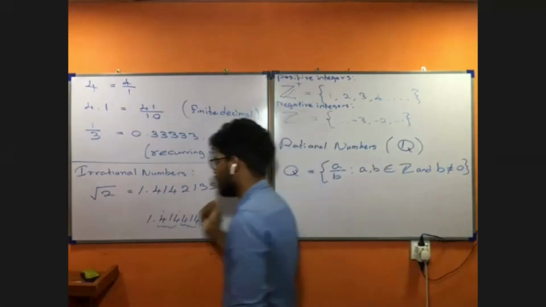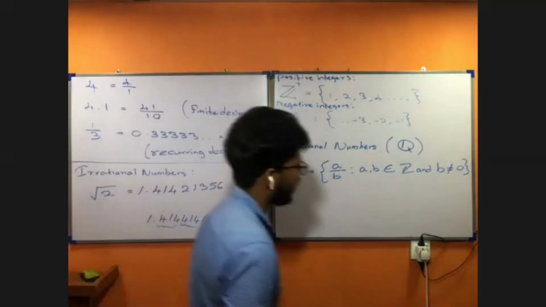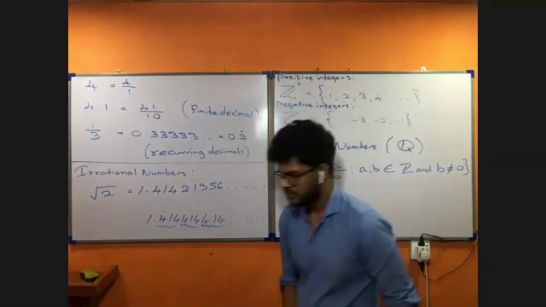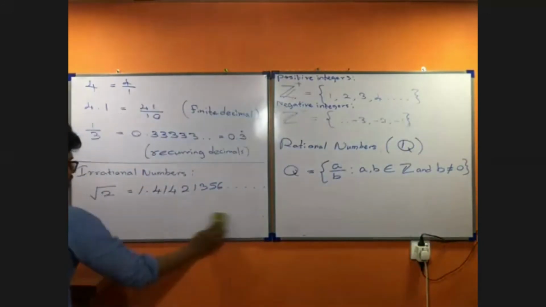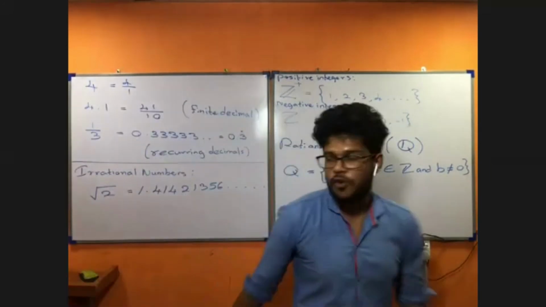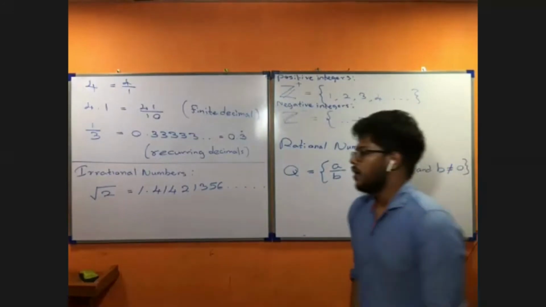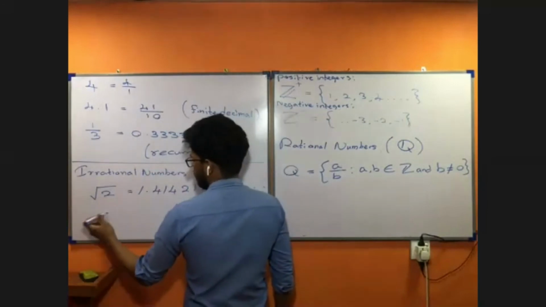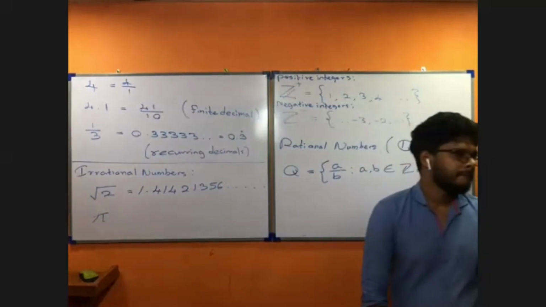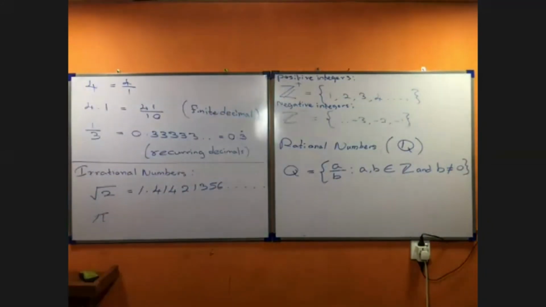These types of numbers we cannot express as a fraction. These are called irrational numbers. So the square root of many numbers, like square root of 5, square root of 7, square root of 11, are all irrational numbers. We cannot express them as a fraction. Then what about pi? Pi is an irrational number.